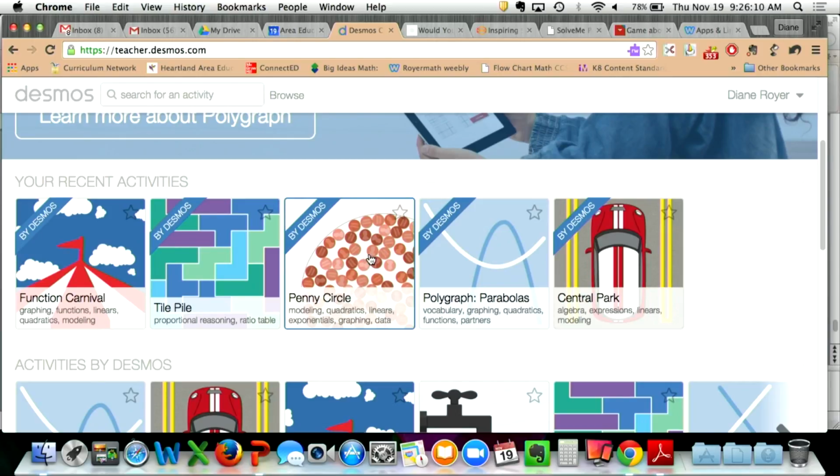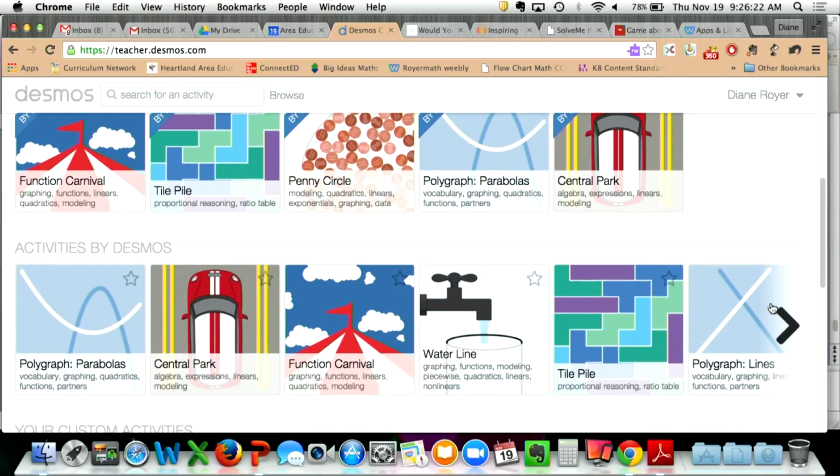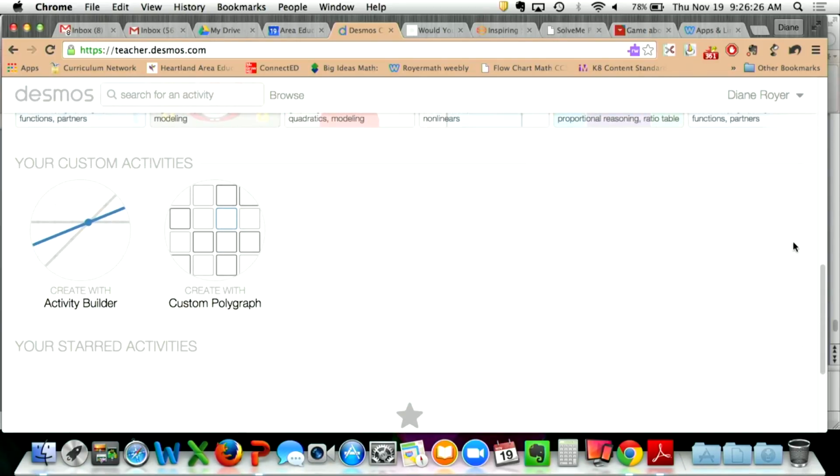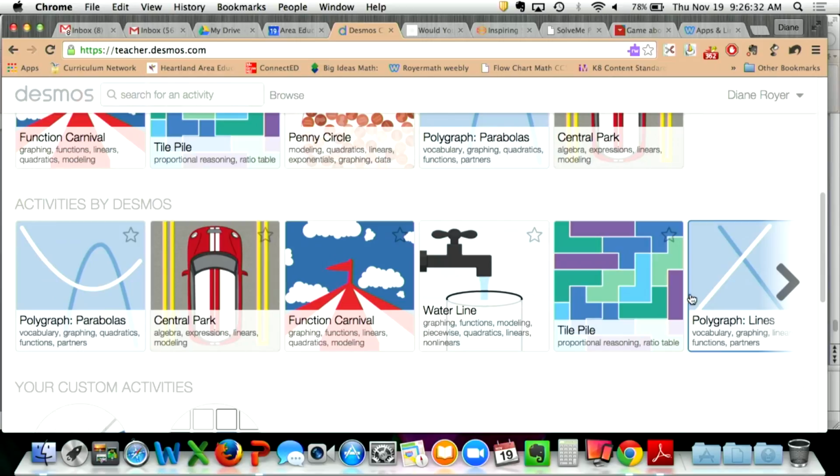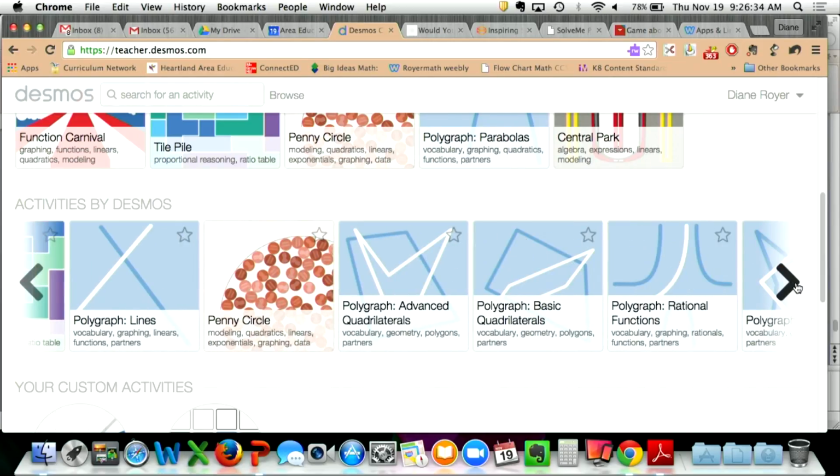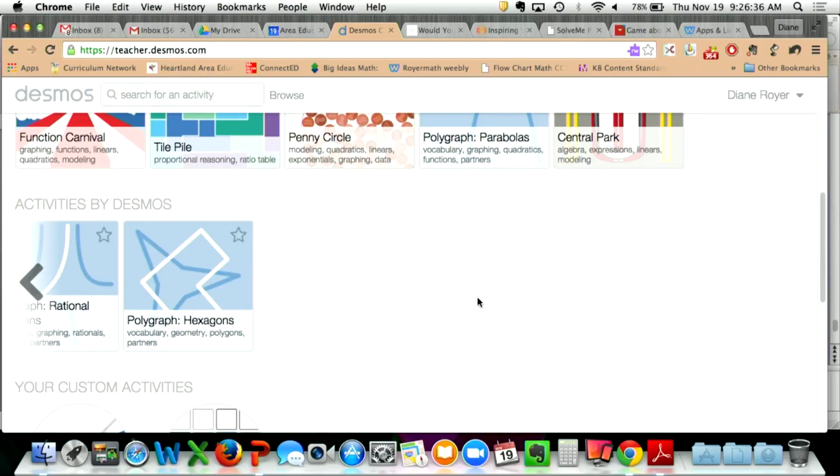Different data collected for you, so you don't have to enter it individually into your calculators. This polygraph, this one's on parabolas, although they do have it straight for lines. We did Central Park, but if you want, you can make your own activity. And there are tons there. If you want to explore all these other activities by Desmos, there are all of those.